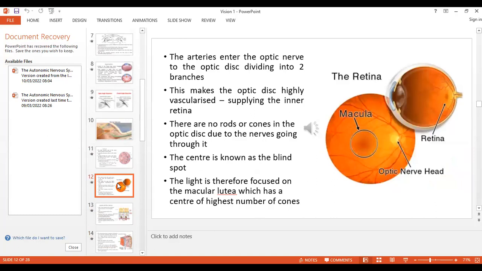Now the arteries enter the optic nerve at the optic disc, divided into two branches. This makes the optic disc highly vascularized, meaning it has a lot of blood vessels supplying the inner retina. There are no rods or cones in the optic disc due to the nerves going through it. The center is known as the blind spot, which I've talked about, and the light is therefore focused on the macular retina, which has the highest number of cones at its center. That's what they're showing on the diagram.